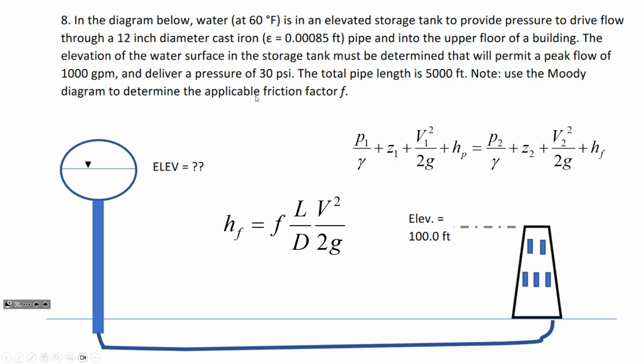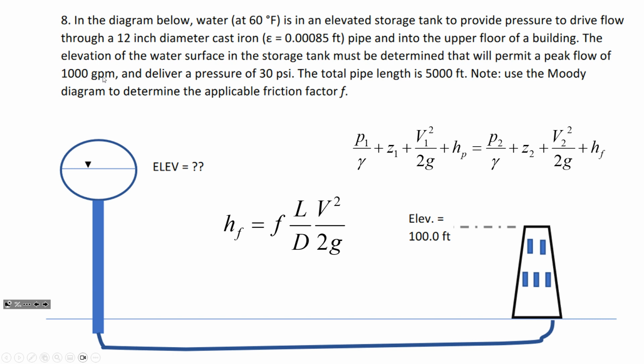Now, this is one of the problems on your homework, and I just wanted to go over a couple of things at the outset, just maybe give you a couple of hints on how to solve this one, point you in the right direction before I turn you loose. So what we have is an elevated water tank, and it's carrying water through a pipeline to a building. And what we want to know is, we want to have at the top of this building, which has an elevation of 100 feet, we want the pressure to be 30 psi. And then through this pipeline, the water is going to be flowing at 1,000 GPM.